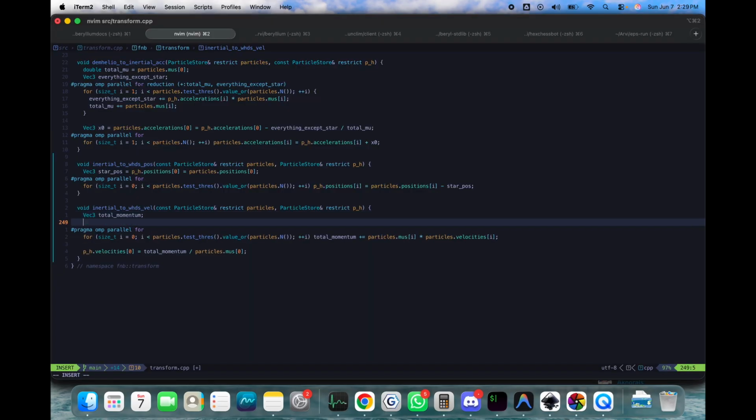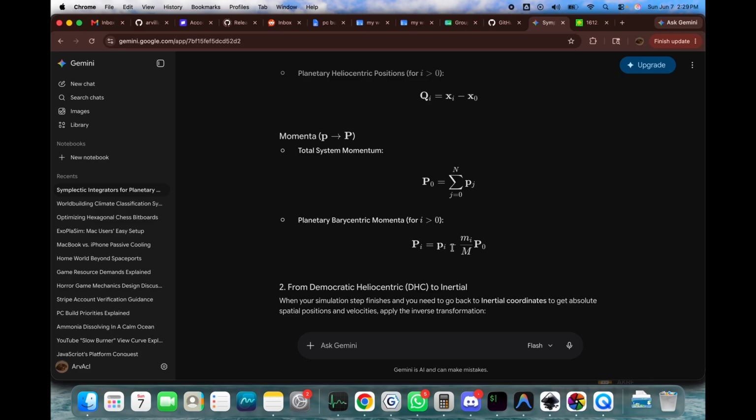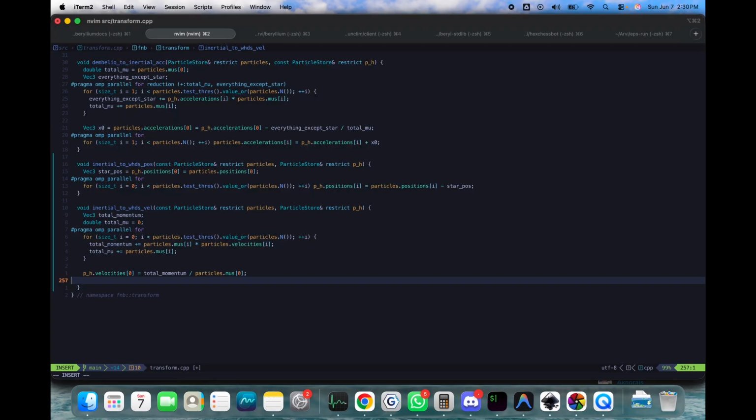So just do double total mu equals 0, and now this is going to be no longer a block. Okay. Total mu plus equals particles dot mu index I. Wonderful. Okay, pi is going to continue on. So this is going to be vi minus, now this is going to be trivial now.